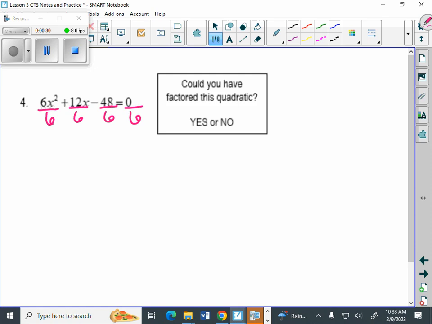So we start by turning this into 1x squared. The 6 divided by 6 is 1. 12 divided by 6 is 2. 48 divided by 6 is 8. And 0 divided by 6 is 0.